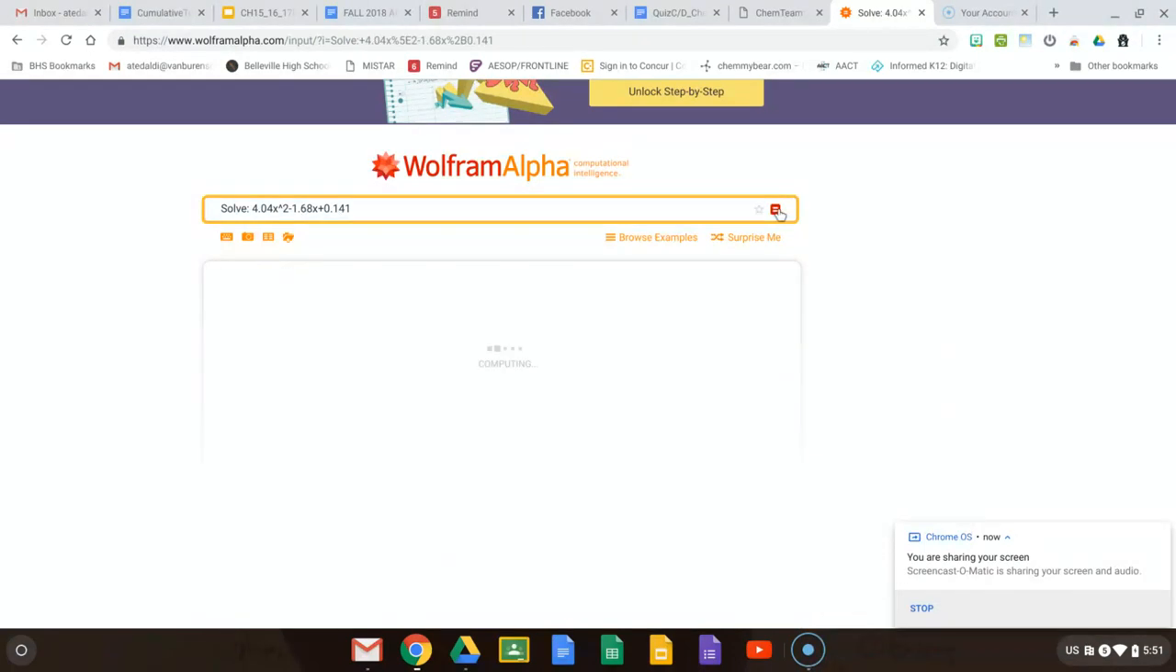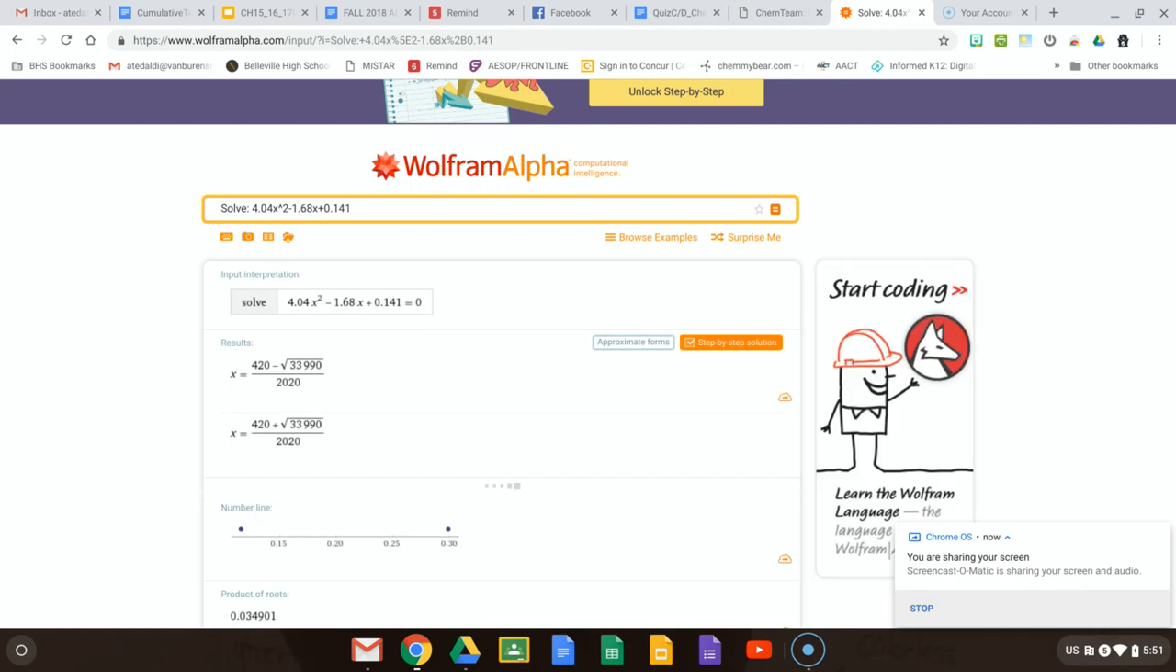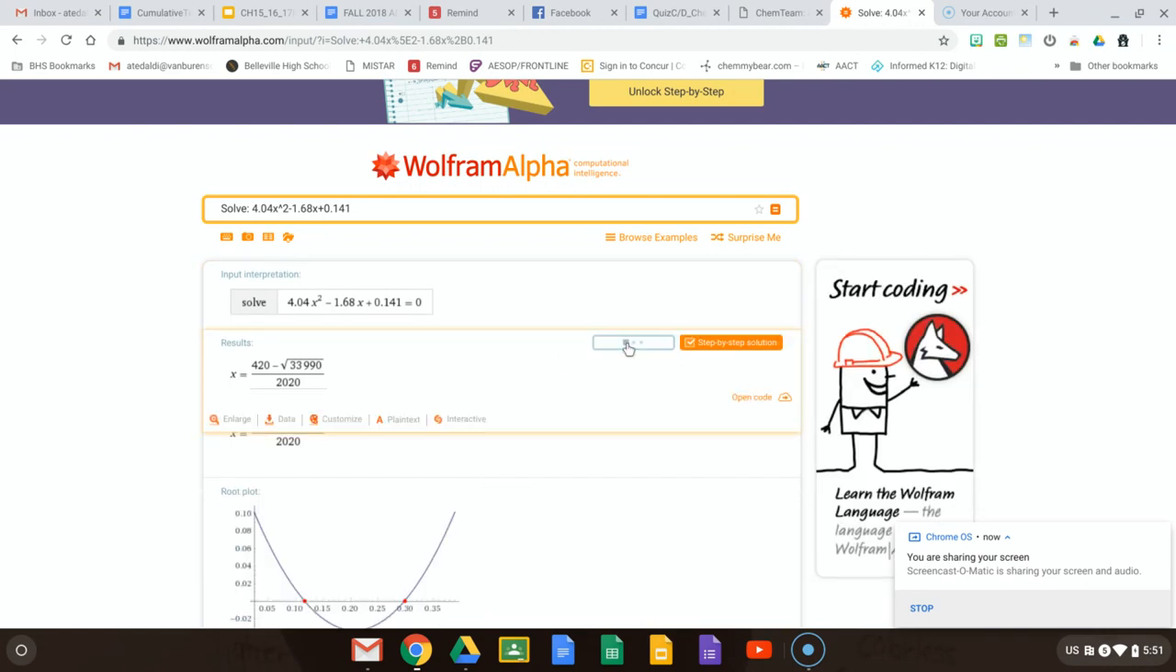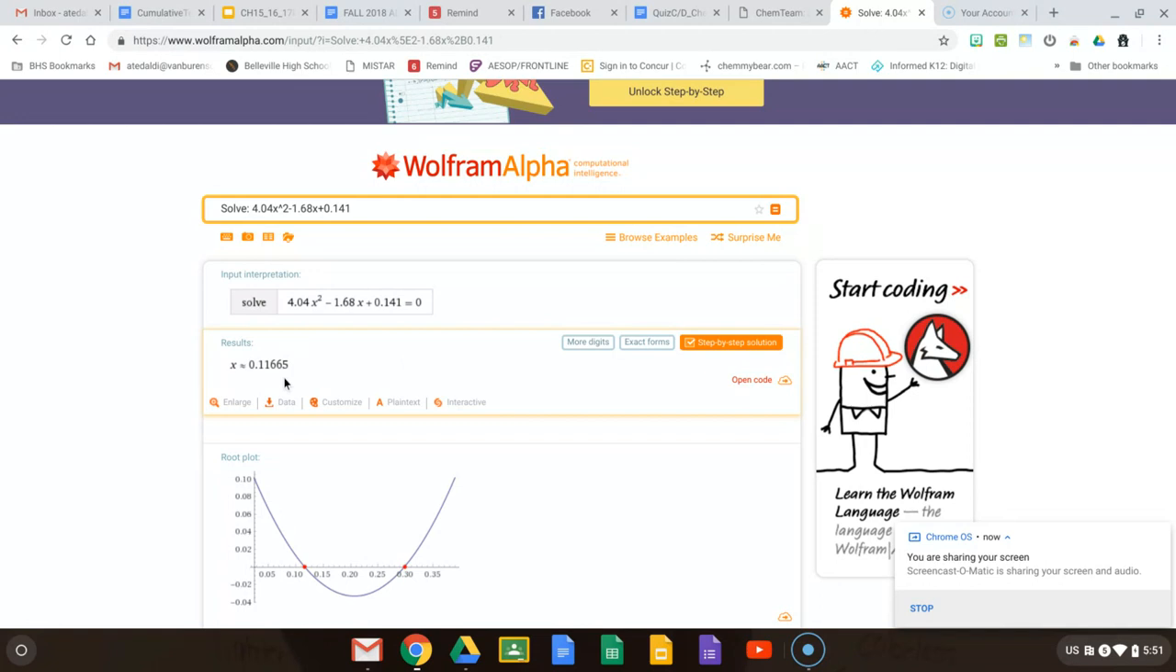If I hit equal, it's going to solve it for me, and it's going to give me both those roots. It's computing, it's going to give me a graph, and it's going to give me my roots. This is kind of like what you would plug into the calculator. I get these two things, and if I want to put it into approximate form, boom, it'll give me what x equals. So there we go. X equals 0.1165. And that is actually going to be the answer that we need to use in another question that's coming up. So I would like you to get in the habit of knowing how to use Wolfram Alpha if we have to solve quadratics, or if you know how to use it on your calculator, you could do that as well.